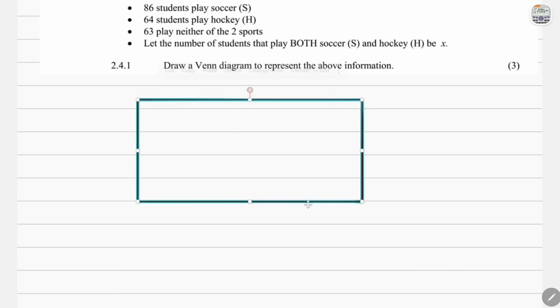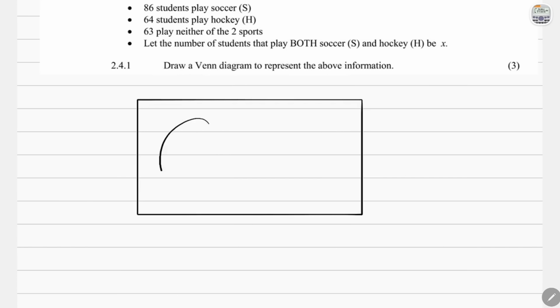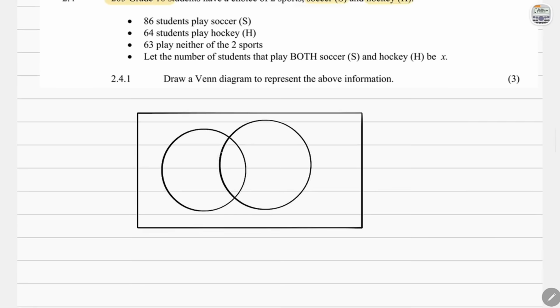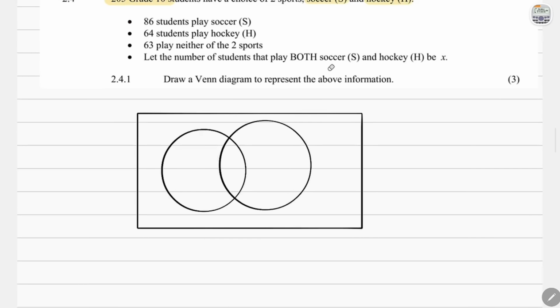So notice that we are referring to 2 sports here, that is soccer and hockey. But they will intersect because we have a case where students play both sports. So soccer and hockey, and that would be here. So that's soccer and that's hockey.